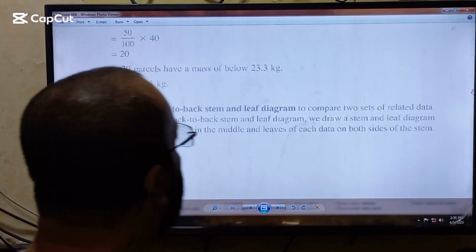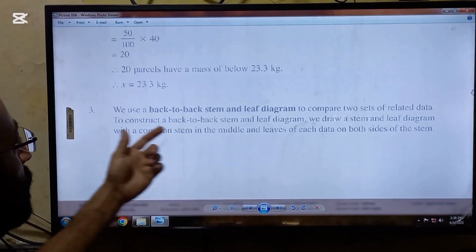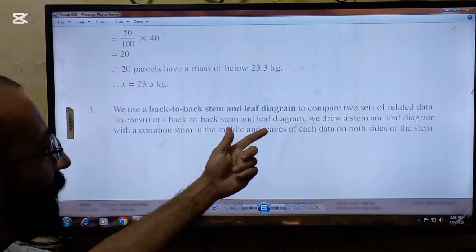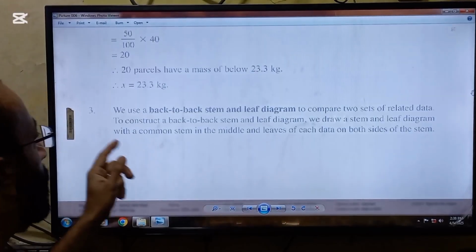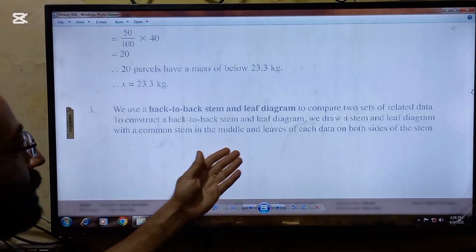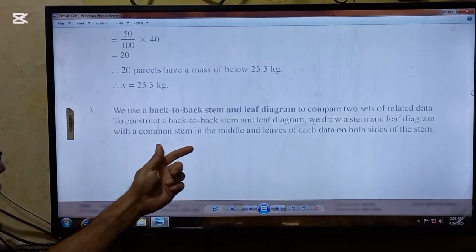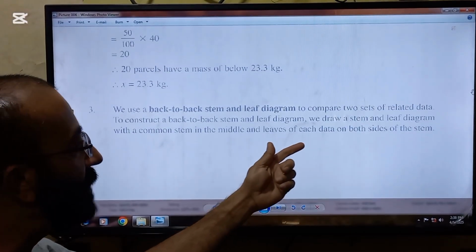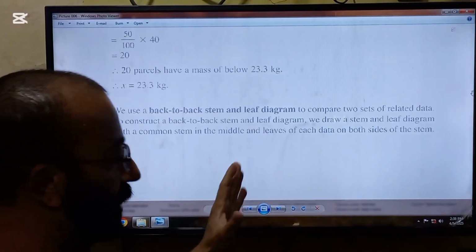Next type in stem and leaf diagram is back-to-back stem and leaf diagram. So we use back-to-back stem and leaf diagram to compare two sets of related data. To construct a back-to-back stem and leaf diagram, we draw a stem and leaf diagram with a common stem in the middle and the leaves of each data on both sides of the stem.